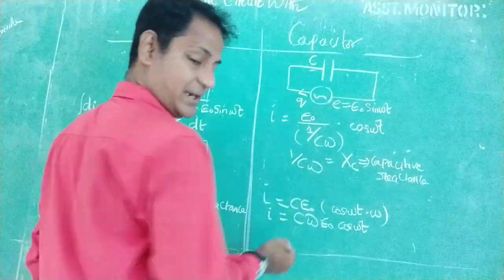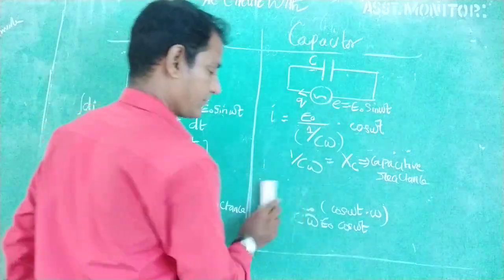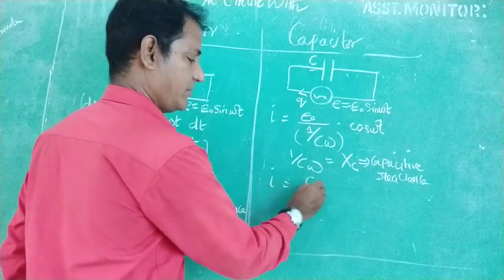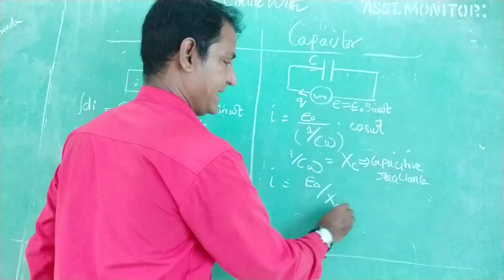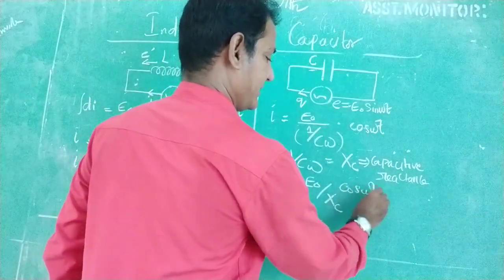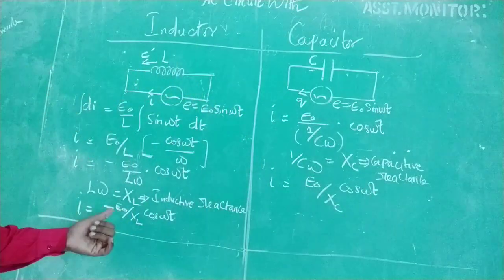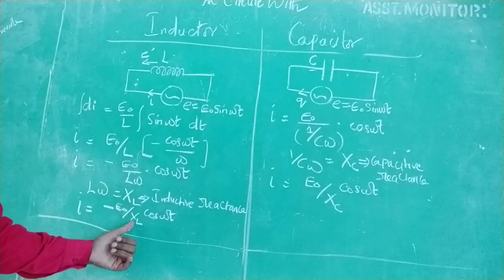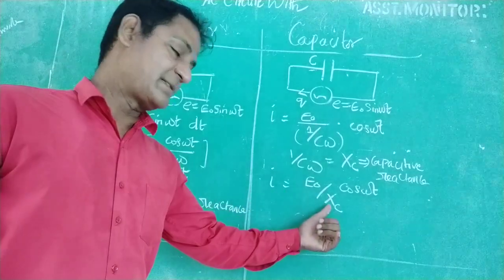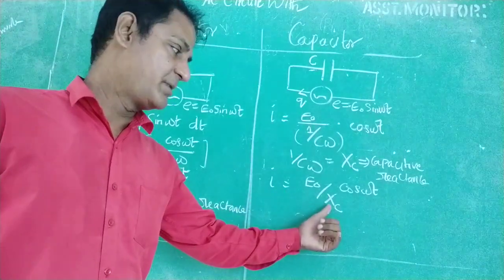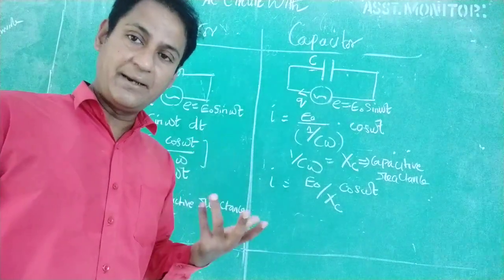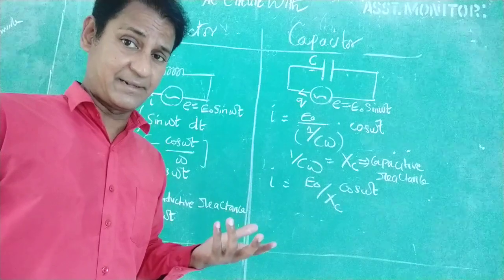So let me substitute the value here. I is equal to E naught by XC into cos omega t. So this is the inductive reactance, which is the resistance offered by the inductor coil. This is the resistance offered by a capacitor. So both have the same unit, that is ohm. Ohm means it just looks like a resistance.